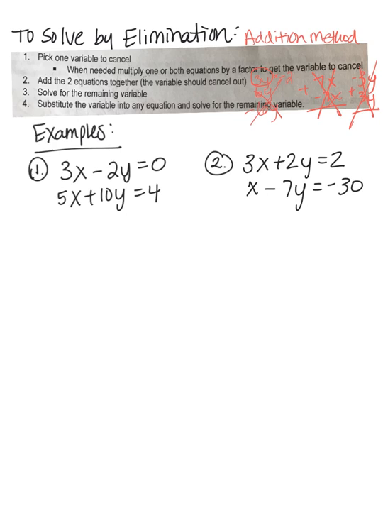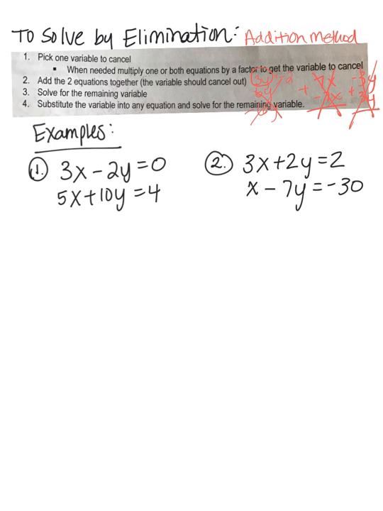When I'm looking at these, the first thing I notice is that I have a 3 and a 5, where the least common multiple would be 15. That means I would have to multiply the top one by a 5 and the bottom one by a 3 so that they would both be the same number. Okay, I could do that. Let's see if y is easier. I see a 2 and a 10. Well, what if I just multiplied the top equation by 5? Then I'd have a 10 and a 10. Oh, I only have to do one multiplication step, so it's a little bit easier.